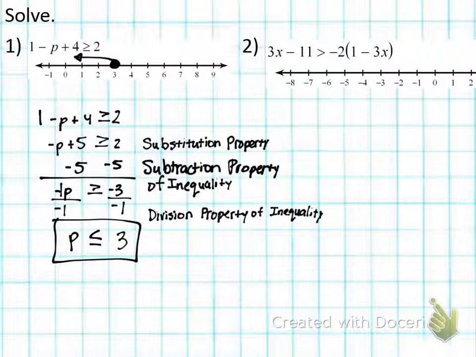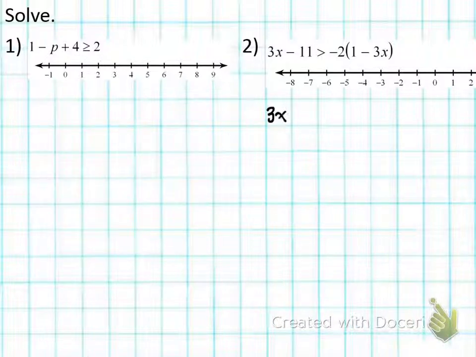Okay, so number 2, we got 3x minus 11 is greater than negative 2 times 1 minus 3x. So I'm using the distributive property. I'm going to still bring down greater than, and I'm distributing negative 2 into each of these. So it's going to be negative 2. Negative 2 times negative 3x is positive 6x. Okay? All my x's are on both sides of my inequality. So I want my x's on one side, so I'm going to subtract 6x on both sides.